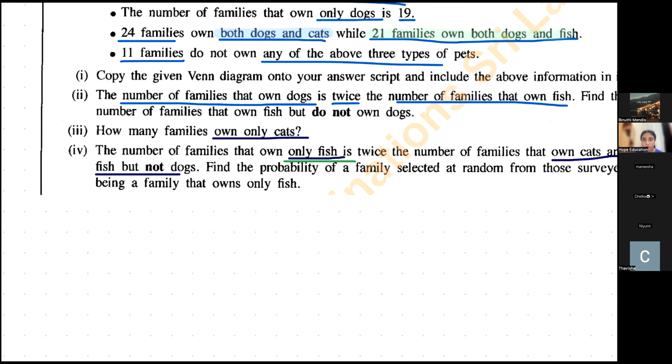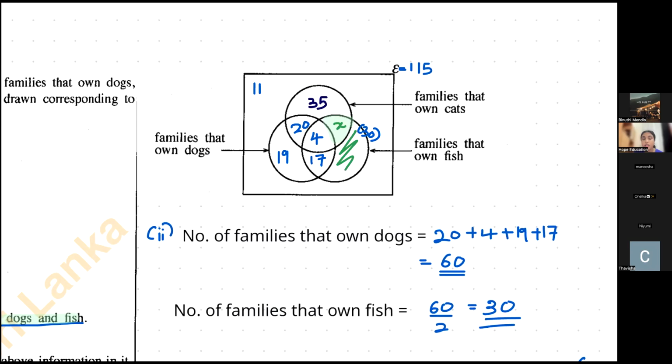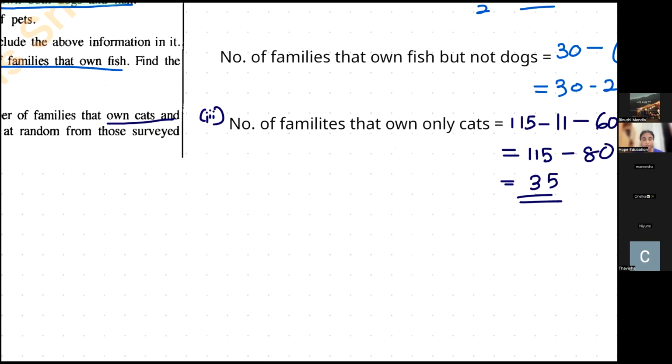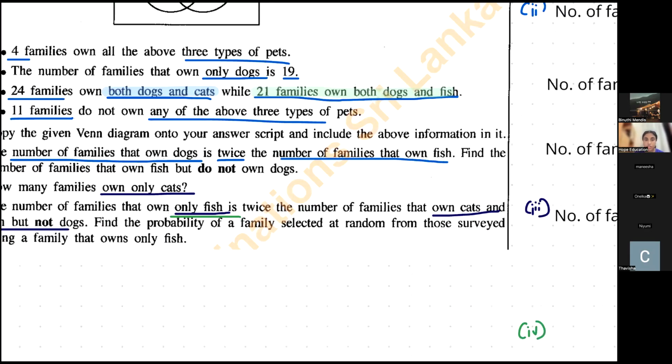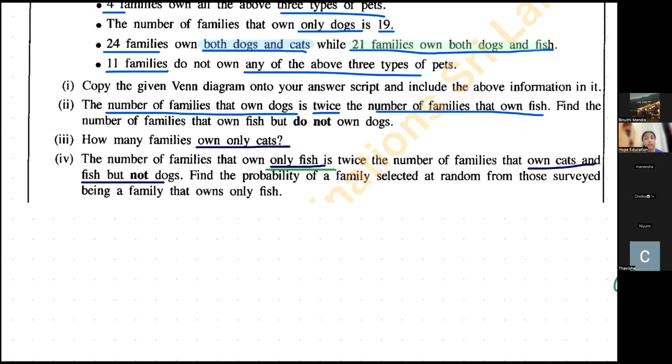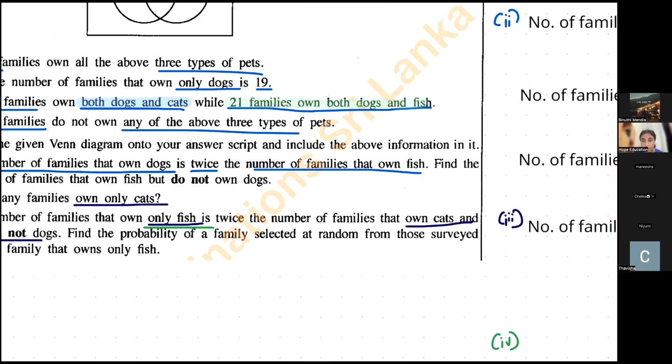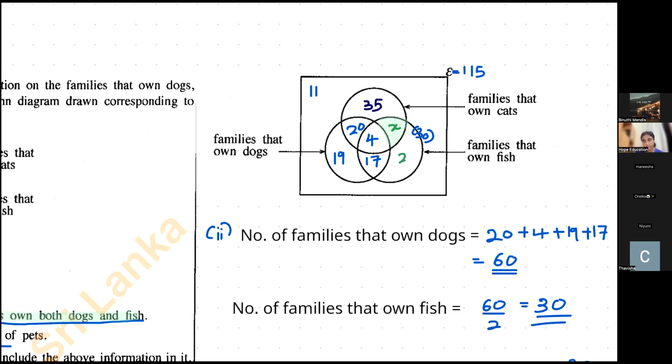So only fish කියන්නේ මේ කොටස. Cats and fish but not dogs කියන්නේ මේ කොටස. මේ දෙකේම values මම දන්නේ නැහැ. එහෙනම් මම එකකට x කියලා දාගන්නවා. So මොකද මම x කියලා දැම්මේ? x කියලා දැම්මේ cats and fish but not dogs. එතකොට අපිට කියනවා, again let's read it. Number of families that own only fish is twice the number of families that own cats and fish but not dogs. ඒ කියන්නේ මෙතන x නම් only fish එක it's twice that, so that should be 2x.